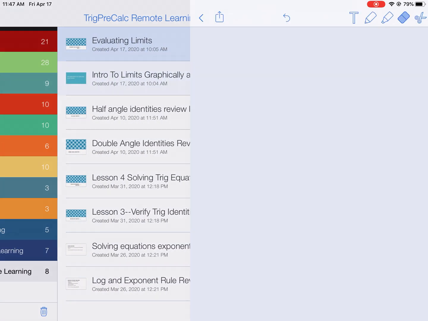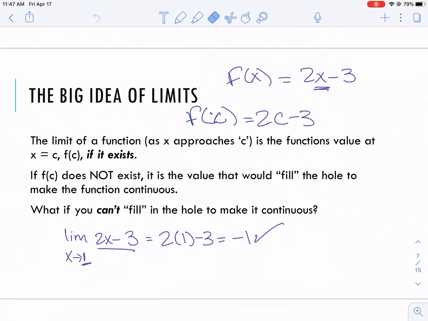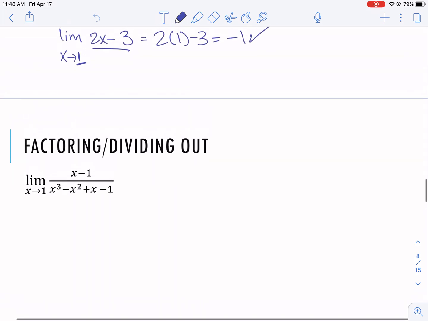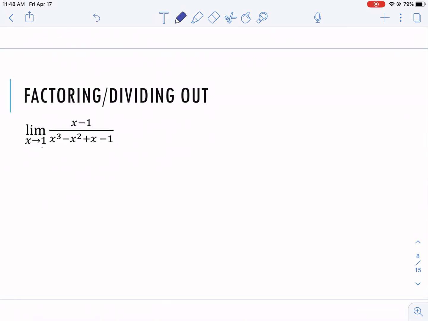That is what that meant when this part. What if you can't fill the hole to make it continuous, okay? Then we have these techniques in order to find it. So let's say I plug in 1 here, okay? So before I talk about how we would evaluate, let's see if I plug in 1.